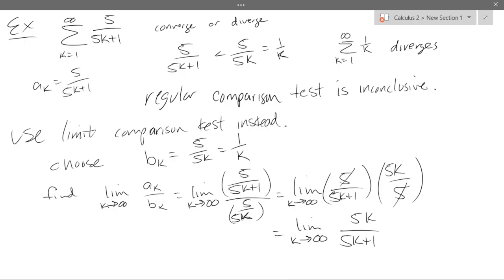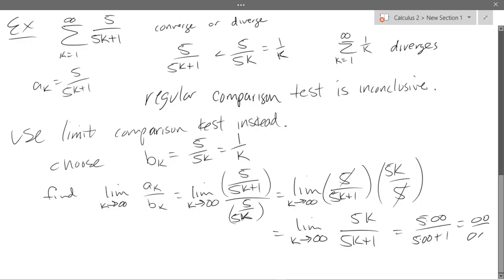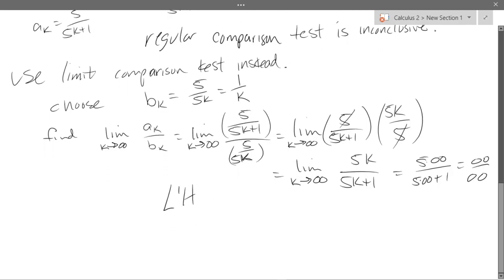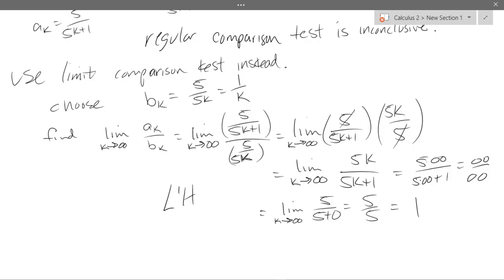I get infinity over infinity. L'Hopital's rule. So go ahead and write that out. So step one, you've got 5 infinities plus 1, infinity over infinity. So use L'Hopital's rule. You're going to have to use it for a lot of these problems, so go back and practice. Our limit's 1. That plus 1 didn't really matter, certainly not in the limit.